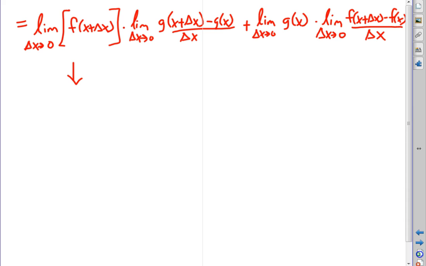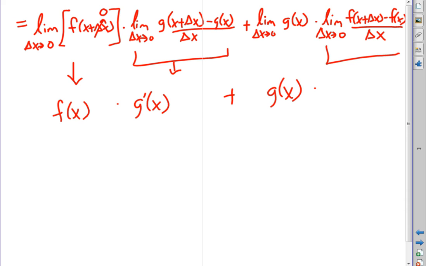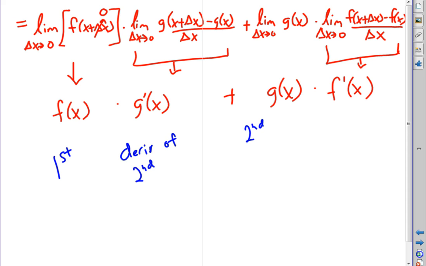So, it turns out this first item, as delta x approaches 0, just turns out to be f of x. The second term here is the definition of the derivative of g. The third term is just g of x, because there's no delta x in it. And that last term, as I said, looks familiar, hey, that's f prime of x. So, this is the product rule. And it says that the derivative of what we were asking before is the first function times the derivative of the second function plus the second function times the derivative of the first.